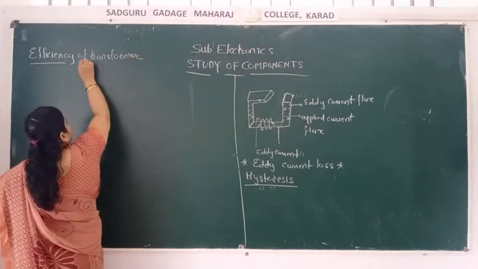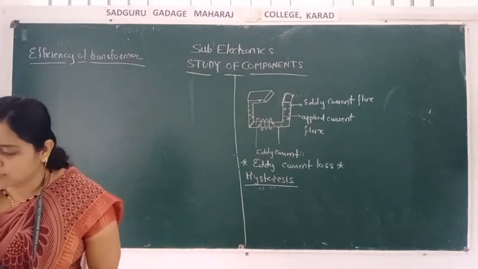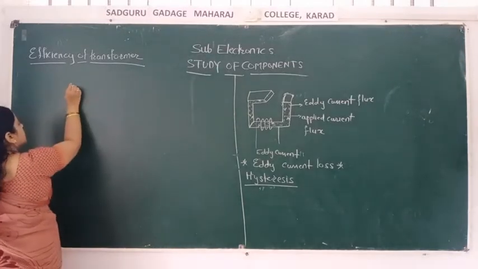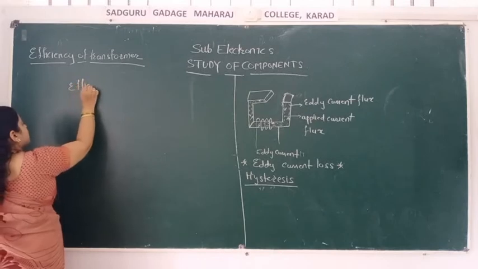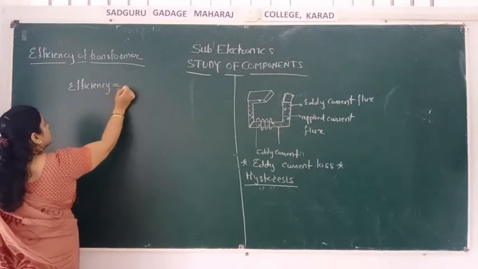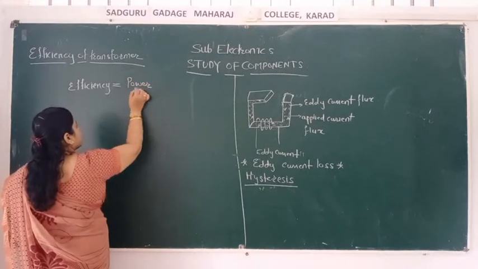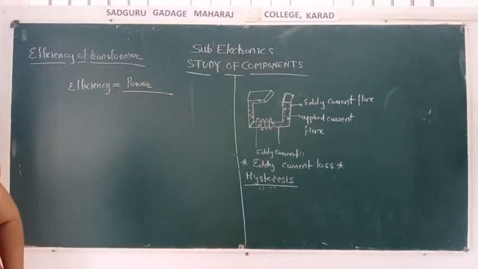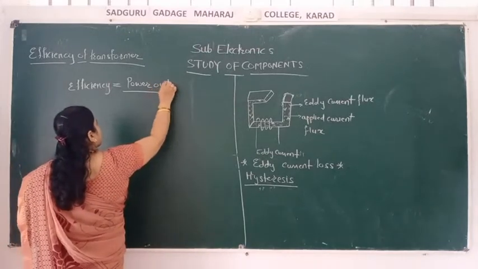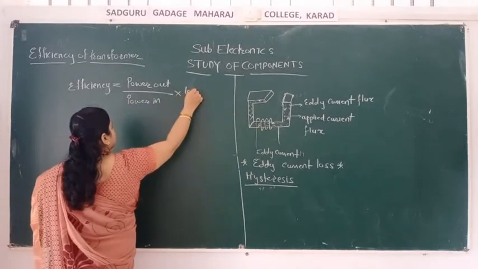Efficiency means how efficient our transformer is at working. Efficiency is the ratio, and you can write the formula like this: efficiency is equal to power out divided by power in, into 100%.